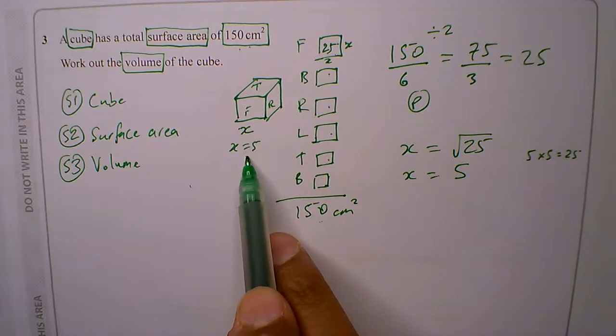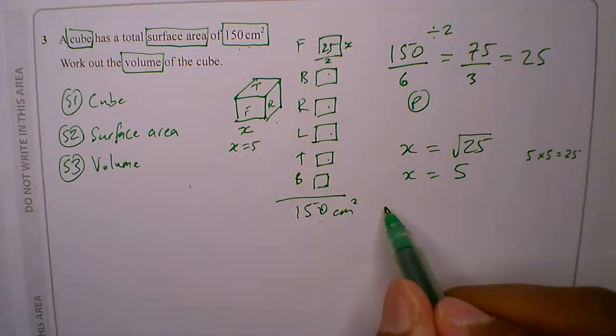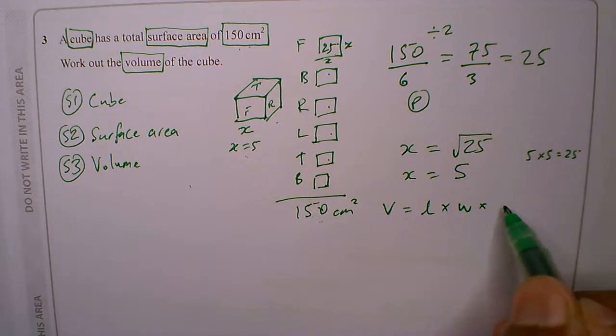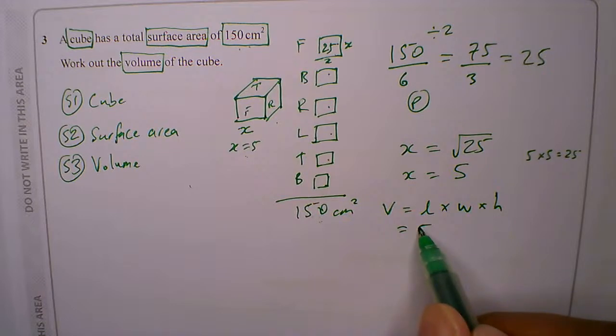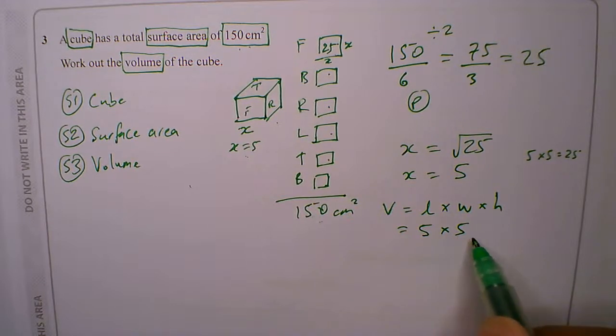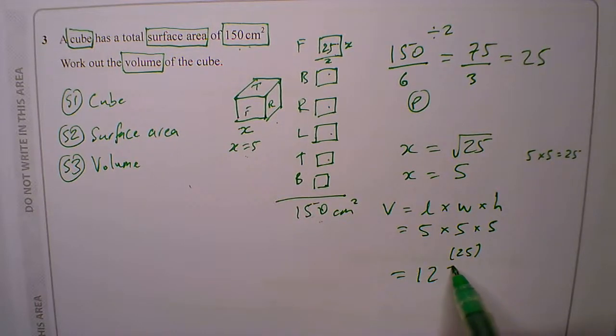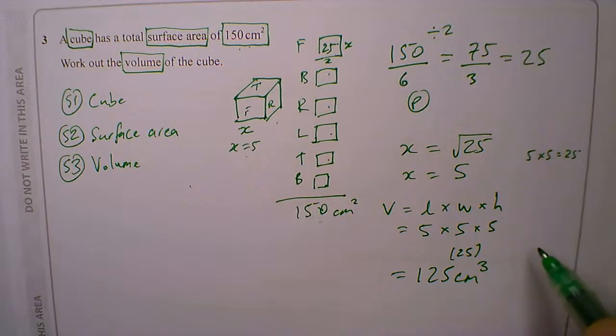Volume of a cube is length times width times height. So volume equals length times width times height. So in this case, everything is 5. 5 times 5 is 25, and then I times it by 5. That gives me 125. So my units are going to be centimeter cubed.